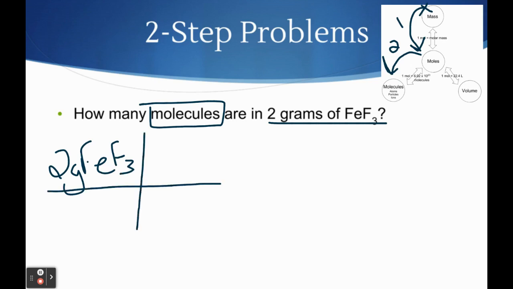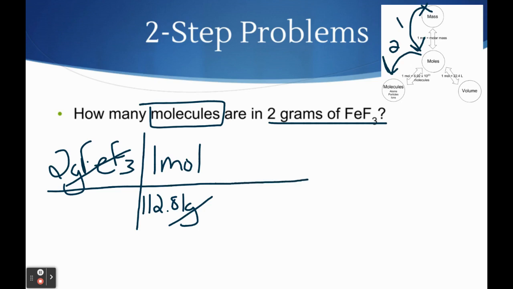and we want to convert to moles of FeF3. To do that, we use the molar mass, and the molar mass of FeF3 is 112.81 grams in 1 mole. Okay, so now grams of FeF3 cancels out, and we're at moles. We don't want to stop at moles though, because the question is asking for molecules. So you want to extend your t-chart and now convert from moles to molecules.